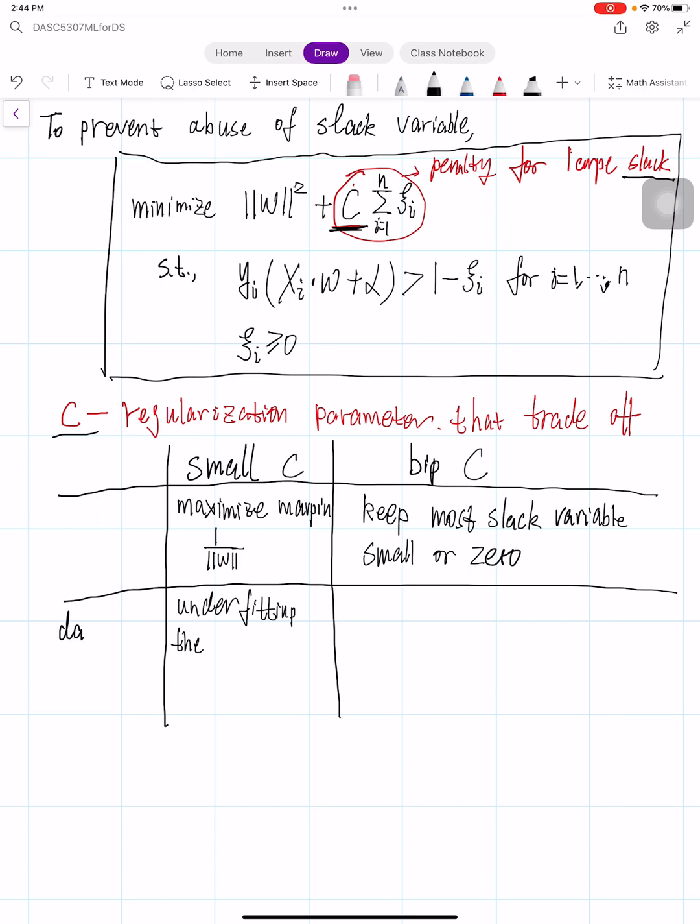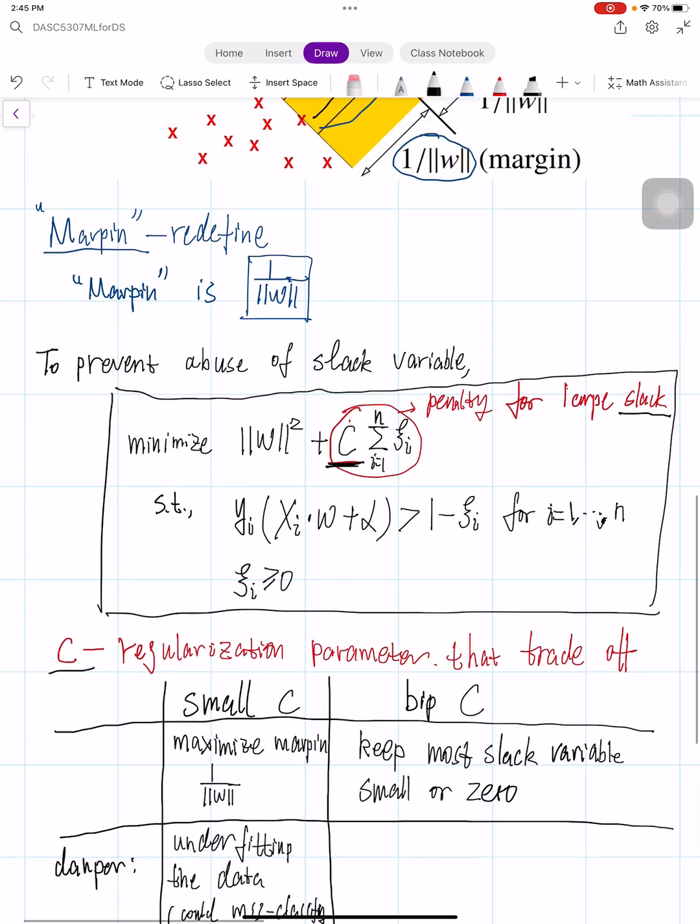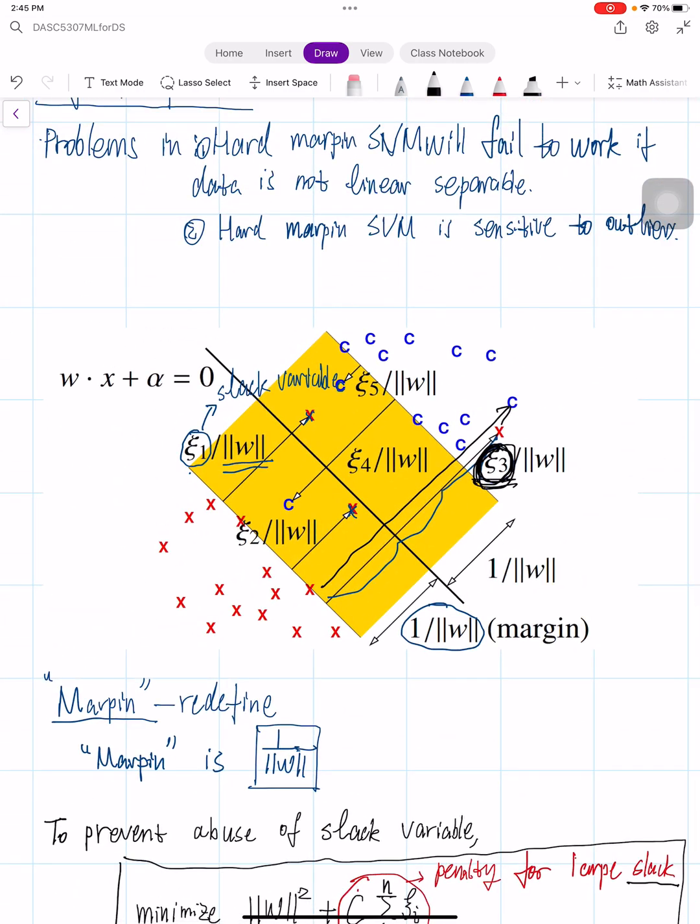So it could have a risk of underfitting the data. You could misclassify training data. Because you have a small C, you have a very wide margin. You're going to have a wide margin, and you don't have many cases that cross the class decision boundary.